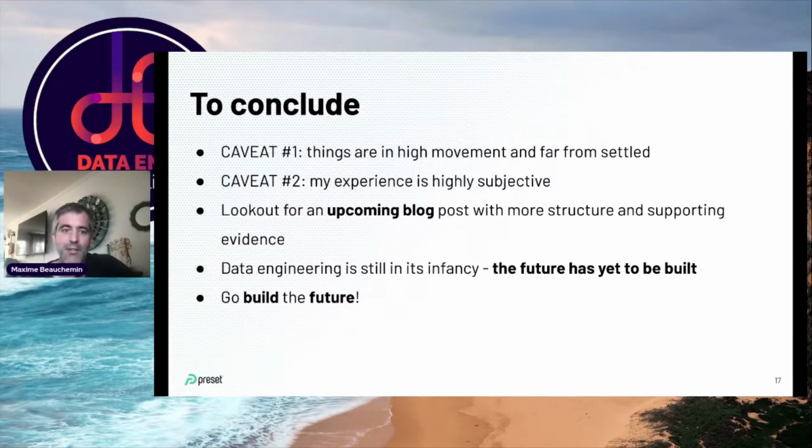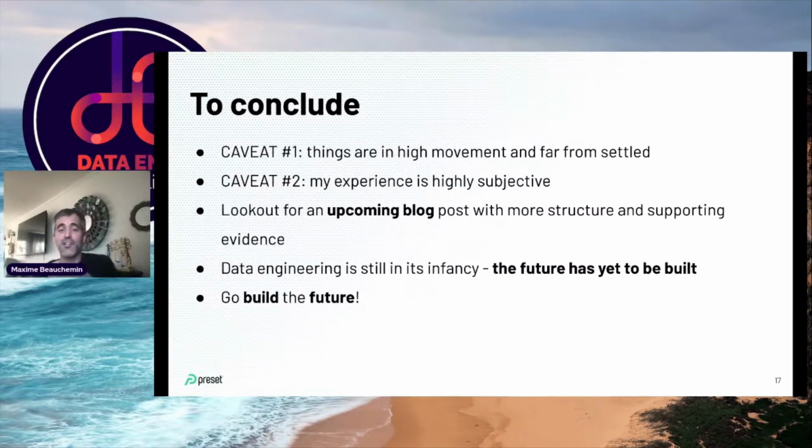I wanted to give the pointer that there will be an upcoming blog post on this with more structure, hopefully, and more supporting evidence. So here I'm making big claims without showing data. I'm hoping the blog post is going to have a lot of references and a lot of pointers to other articles and to data and evidence in general.